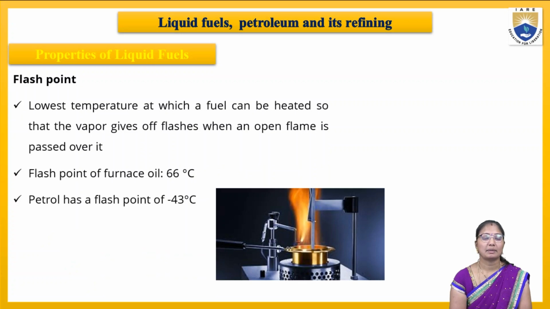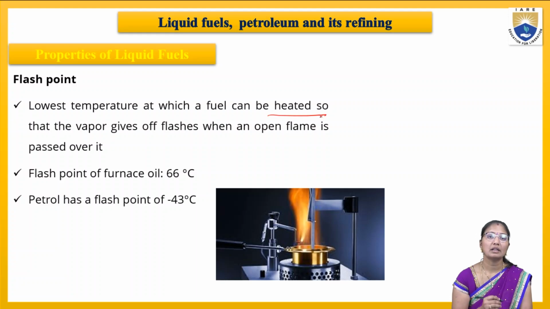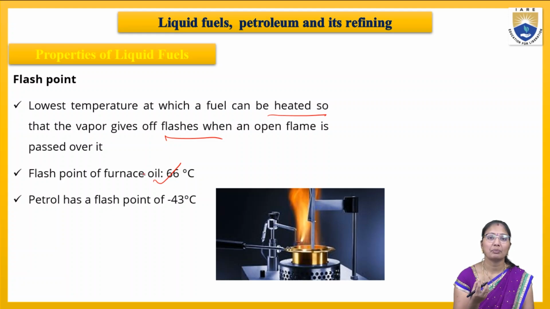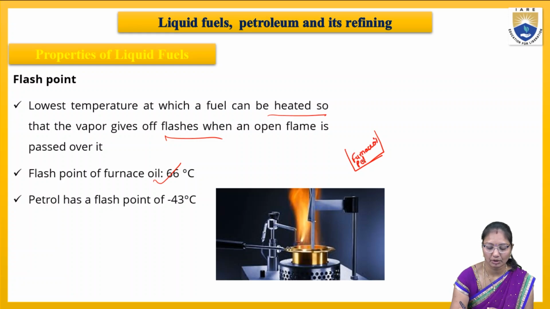Another property is the flash point of the liquid. It is the lowest temperature at which a fuel can be heated so that the vapor flashes when an open flame is passed over it. The evaporated material, the gas or fumes, catches fire with an open flame. This is called the flash point. The flash point of furnace oil is 66 degrees centigrade. It may be furnace oil, petrol, or whatever the sample is; we are going to measure the flash point of this particular liquid.